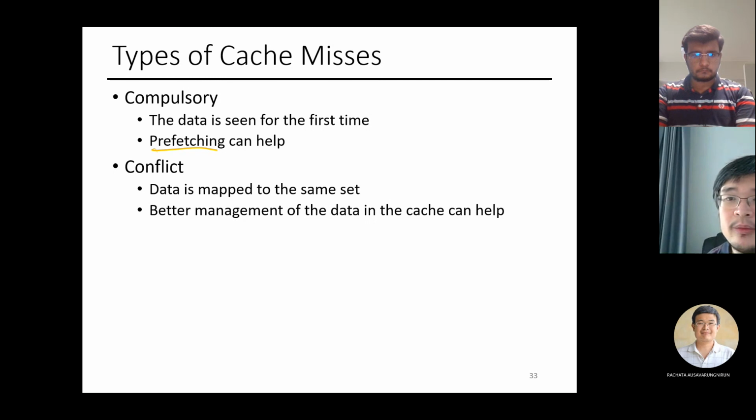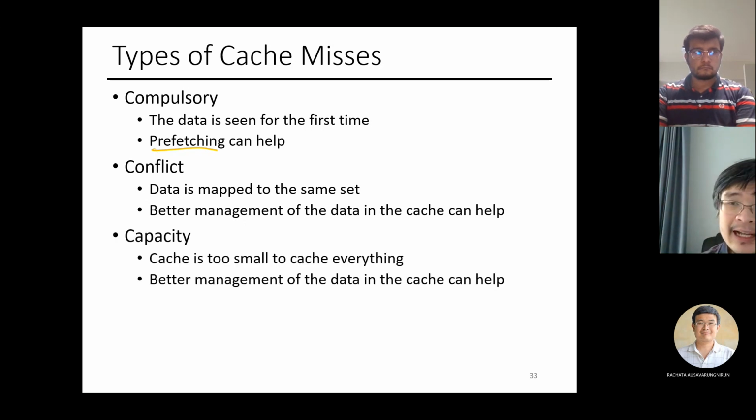A conflict miss is when data are mapped to the same set. In that case, you need better management for the data. Otherwise, you're going to have set thrashing, which means that even though the cache is not full, you go to the same set again and you lose performance. The last one is called a capacity miss. The cache is too small. So again, you can do better management. Maybe you don't want to allocate everything in the cache, or buy a bigger cache. So there are multiple things you can do.